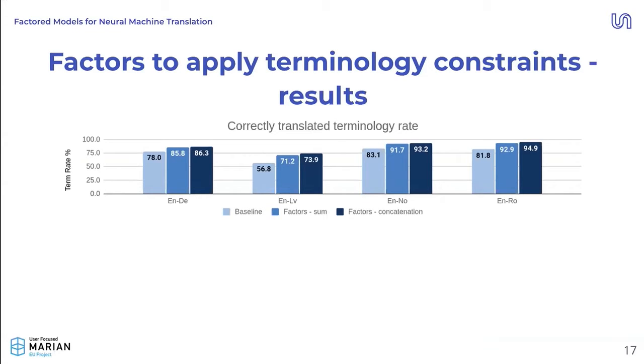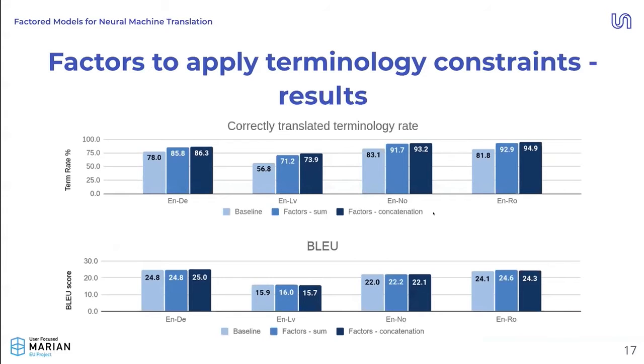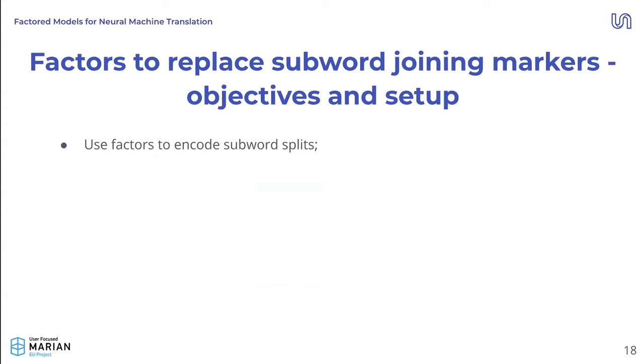And you can see that for all of them, the terminology accuracy rate increased by 10-15%, and that our method, concatenation, in the dark blue bar, actually gave extra improvement on these results. And as you can see on the blue scores, the overall MT quality was not degraded and remained constant. So we fulfilled our objective of increasing the terminology rate without degrading the overall quality.